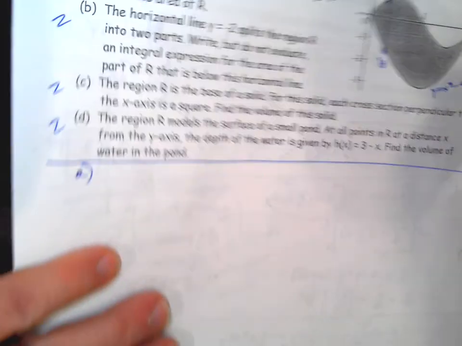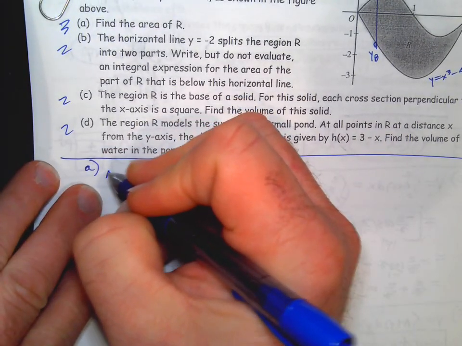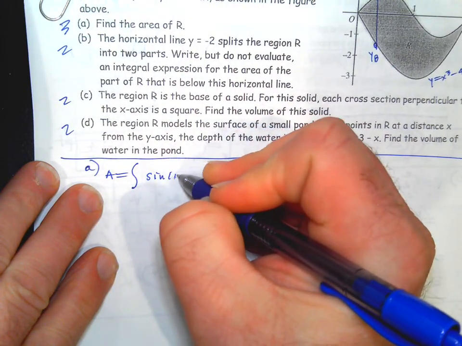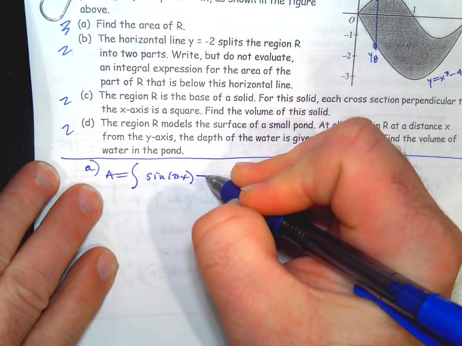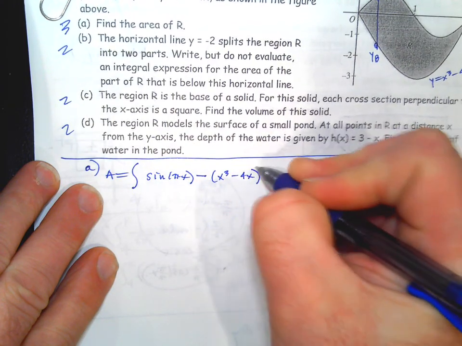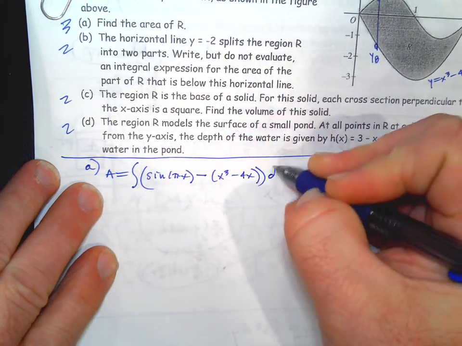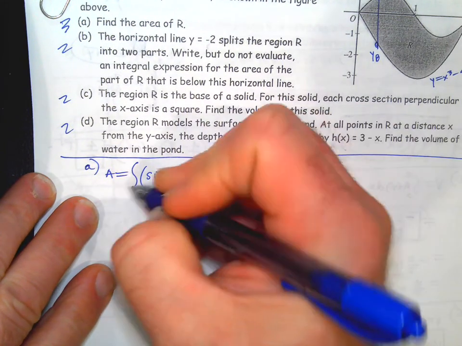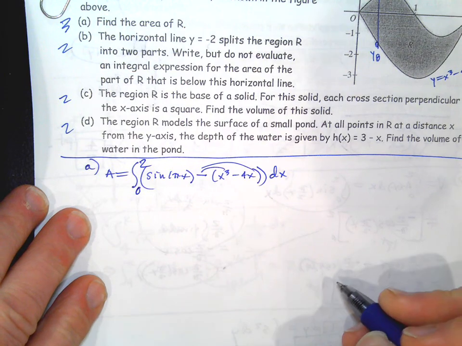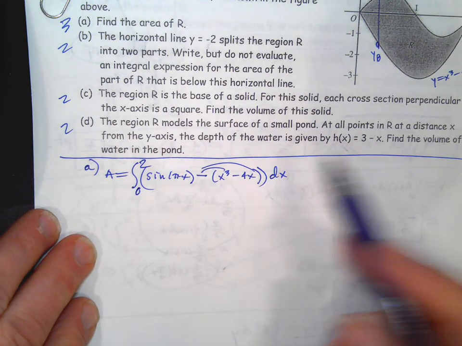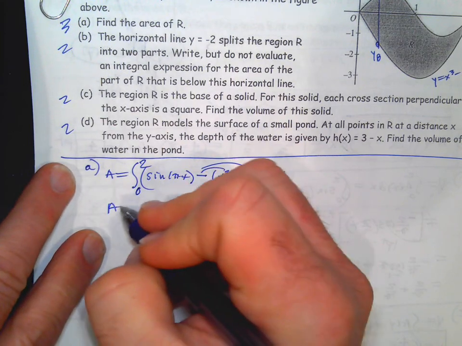And so the area is going to be y top, which is the sine pi x curve, minus y bottom, which is the x cubed minus 4x. Now make sure you distribute that subtraction, or at least put parentheses, because you have to distribute that. We're integrating left to right, 0 to 2. Okay. And this is fine for your setup. That can be your setup. We could go ahead and simplify it a little bit.